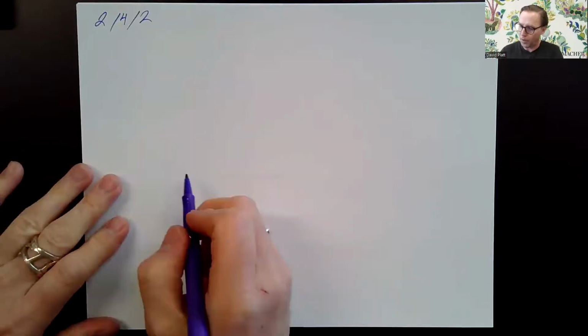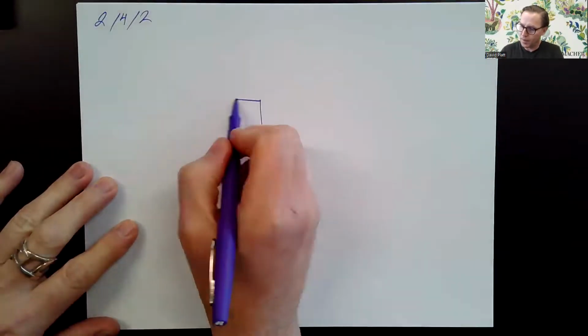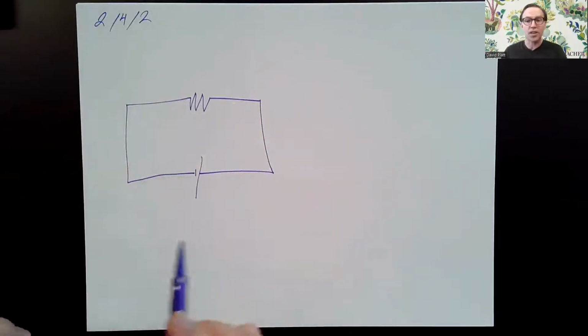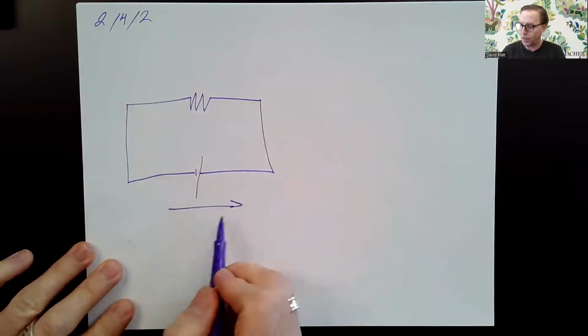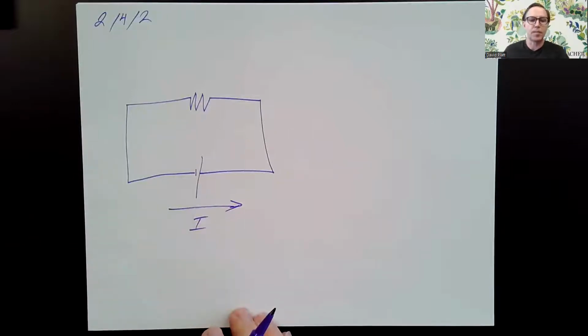So super simple. If I have a battery connected to a resistor, current is going to flow counterclockwise. Current's going to flow this way. I is the letter we use to represent current.